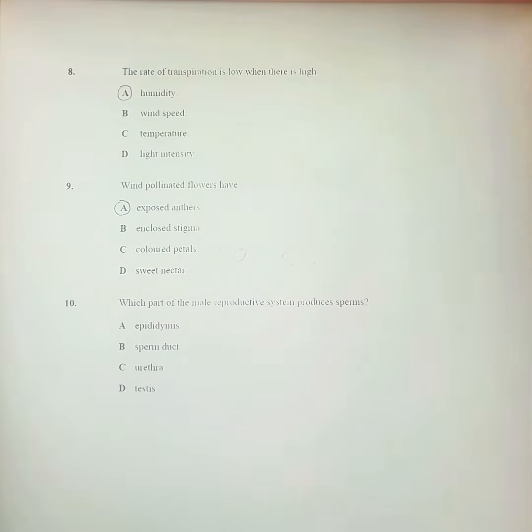Number 10. Which part of the male reproductive system produces the sperms? We are going to select D as our answer, which is testes. The sperms are produced by the testes and then they are stored in the epididymis.